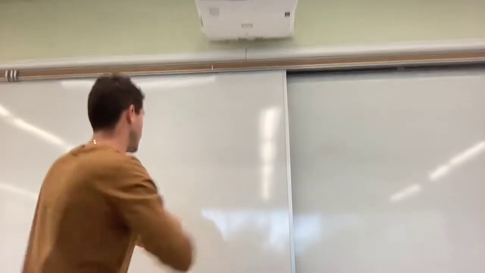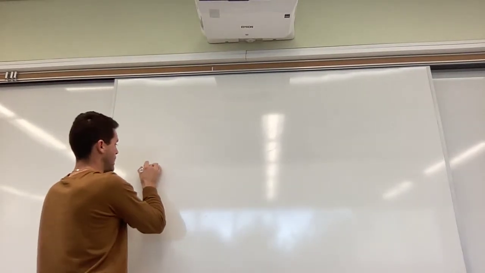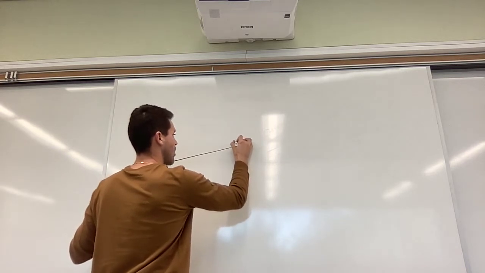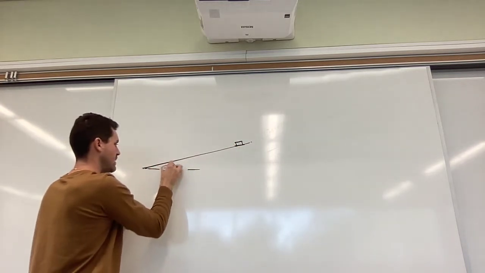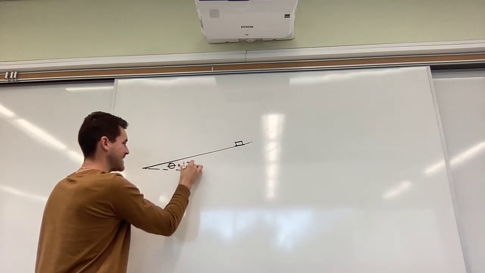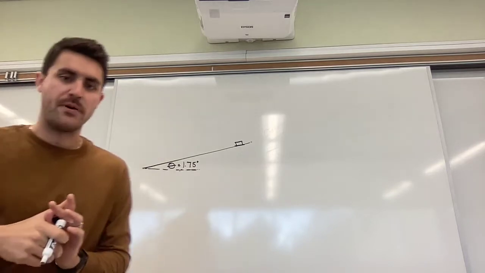Let's go ahead and draw ourselves a picture, because we know that if we're solving problems, we had better have a picture. So here's my ramp. Here's my car. It's sliding. Here is my angle, the horizontal. This angle we said was 1.75 degrees. There we go. This is my picture so far.